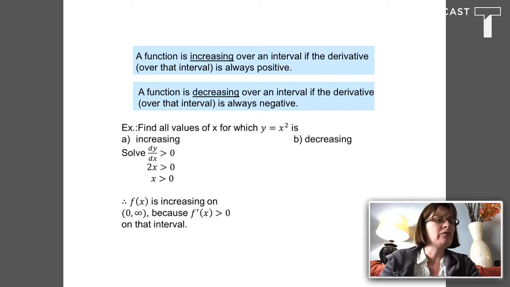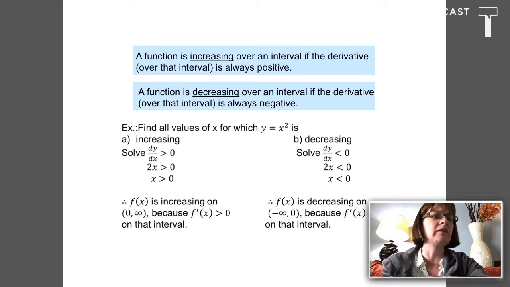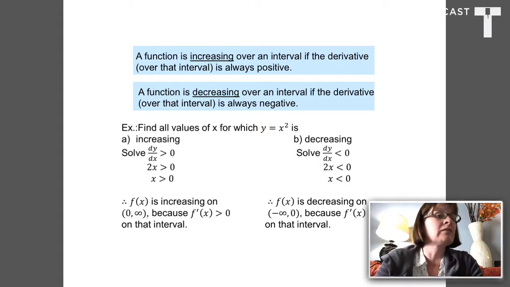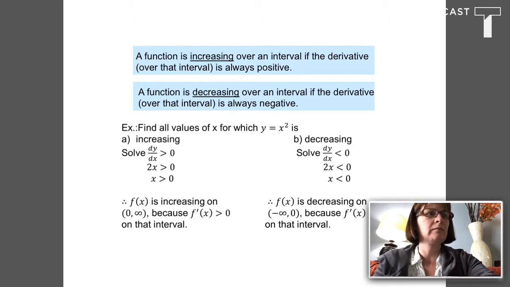If you're taking the free response section, you'll have to justify your answer. Your justification would be because f prime of x is greater than 0 on that interval. Similarly, we could figure out where f of x is decreasing by solving the inequality dy/dx is less than 0. And you can see that we'll get negative infinity to 0, all values of x that are less than 0. Let's try a more complicated example.